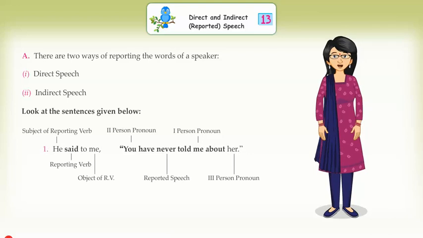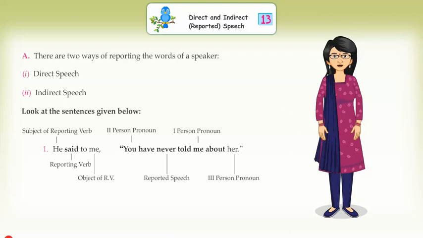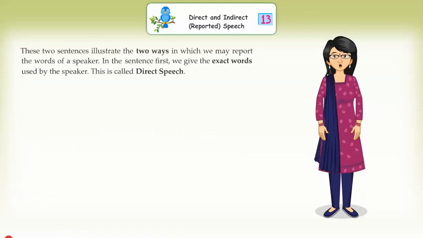1. He said to me, "You have never told me about her." (Subject of reporting verb, reporting verb, object of RV, reported speech; second person pronoun, first person pronoun.) 2. He told me that I had never told him about her. (third person pronoun.) These two sentences illustrate the two ways in which we may report the words of a speaker.